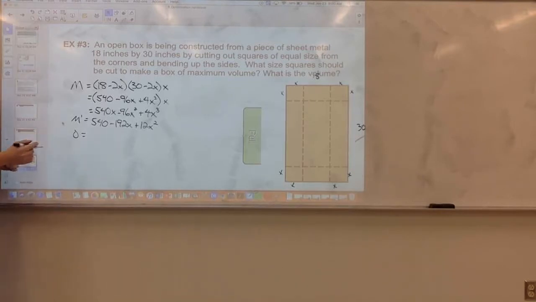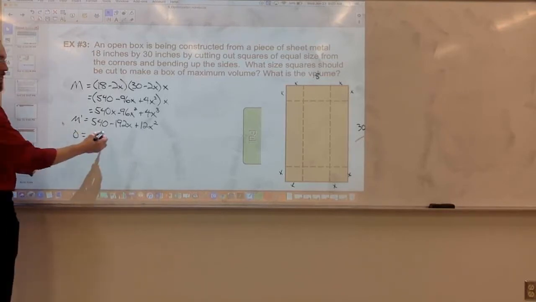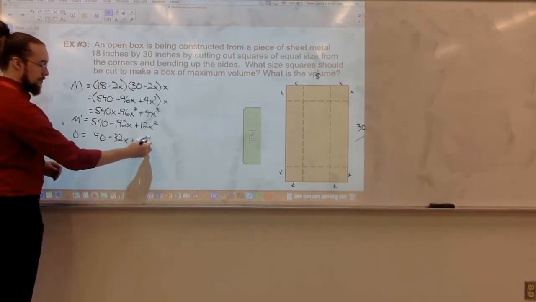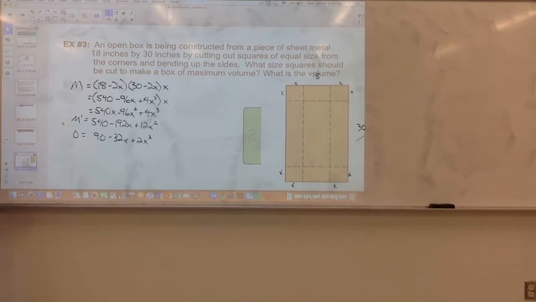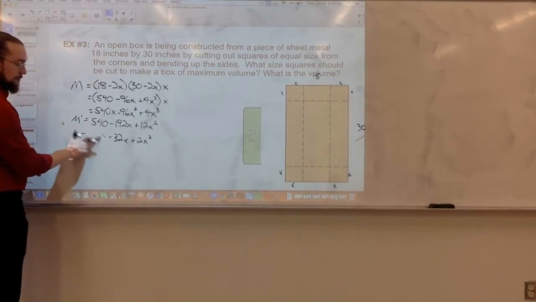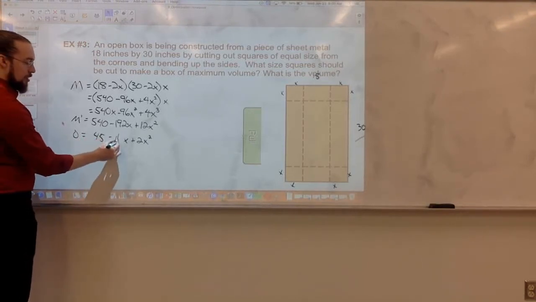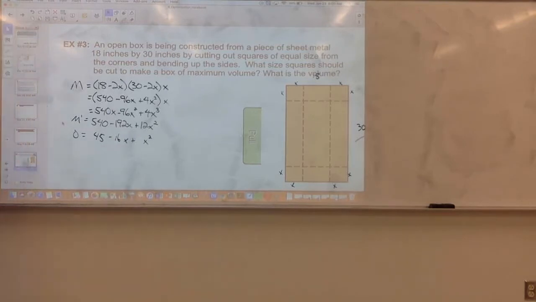I hear calculators going. It's 32. 192 divided by 6 is 32. What about 5? They would still be divisible by 2. So they're all divisible by 12, right? So go one more time around. So we can say 45 minus 16x plus x squared. Okay, those are all divisible by 12.